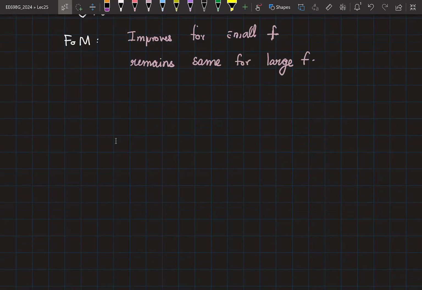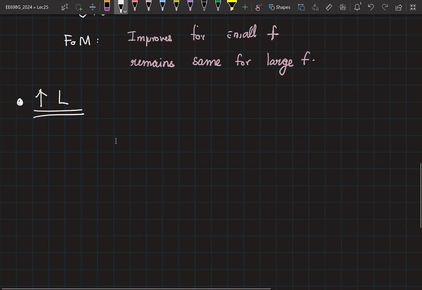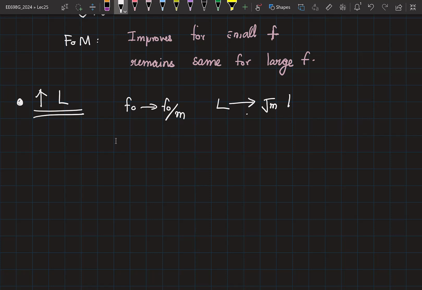So we now come to that very interesting case where we got an improvement in the power. So we are increasing the length. To reduce your frequency from F0 to F0 by M, by how much did you have to increase your length? You have to increase this by root M times. Now given this information, we know that the power is becoming P0 by root M. Right? What about the other two factors?